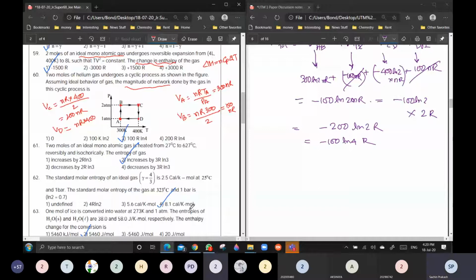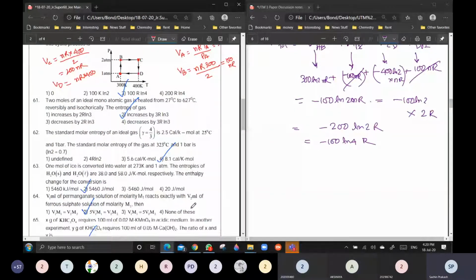After 60, 61. The temperature is changing from 300 to 900 Kelvin. This is T1 and this is T2. And you know n, and it is monoatomic, so CV will be 3 by 2R. And so can't you find delta S? Delta S is CV ln T2 by T1 plus R ln V2 by V1. Here it is isochoric, so V1 will be equal to V2.